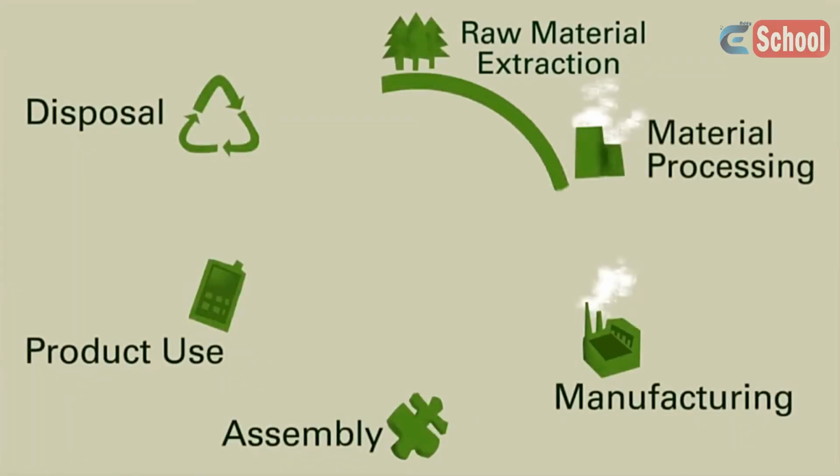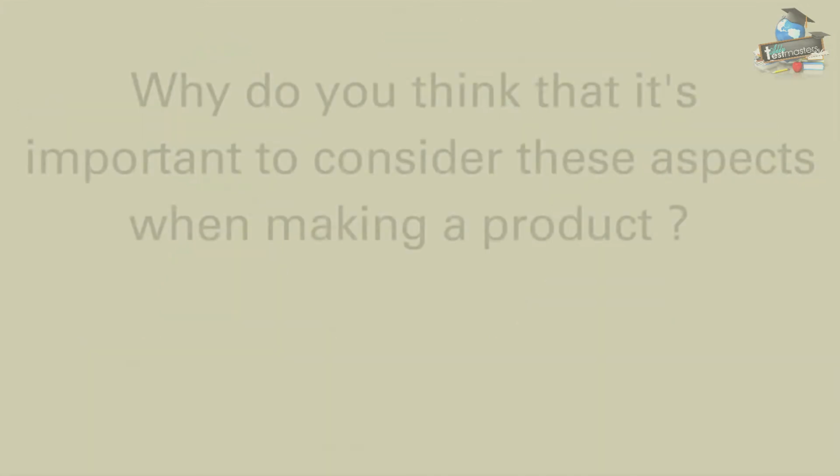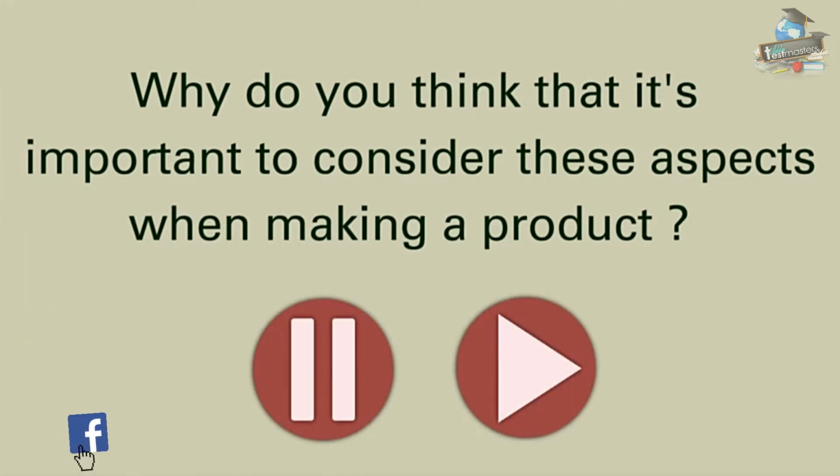A life cycle assessment is a technique used to assess the environmental impacts associated with all stages of a product's life. The three main features of any life cycle include a product's manufacture, its use, and its disposal. But there are sometimes other stages, which we will consider later. Why do you think it is important to consider these aspects when making a product? Pause the video, think about this, and resume when you are ready.